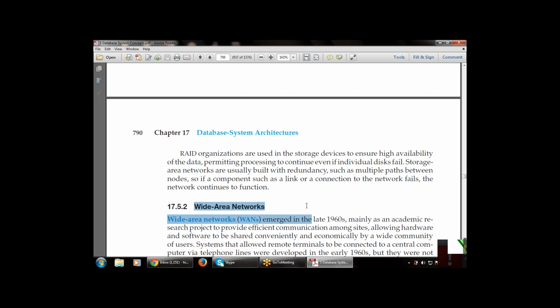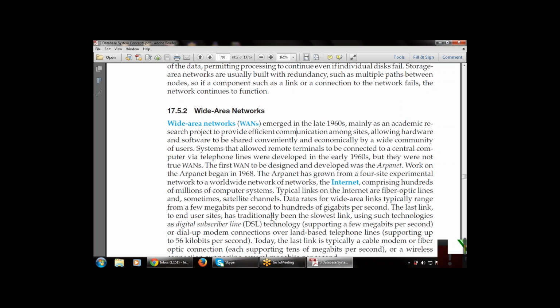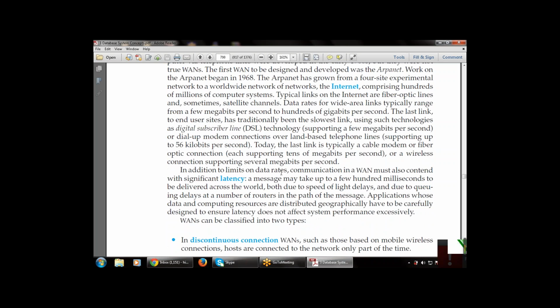Then there will be a wide area network that emerged in the late 1960s, mainly for academic research projects, to provide efficient communication among the sites. That is, the network is formed beyond the geographical boundary, and there is no restriction that communication will be made only within the geographical boundary. The communication will also be made beyond the geographical boundary. The best example is the internet.